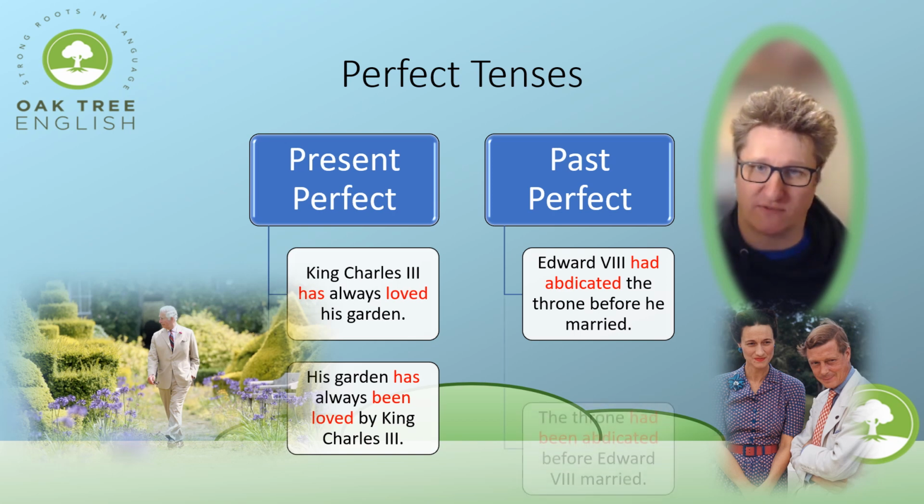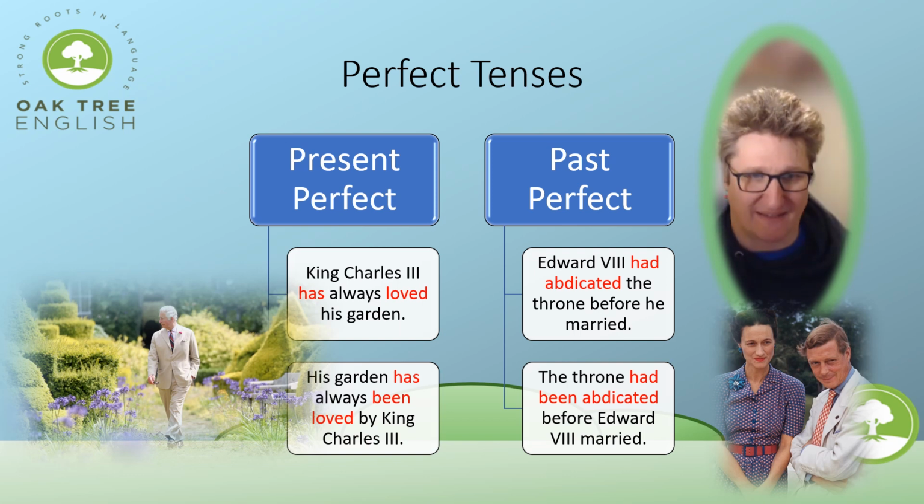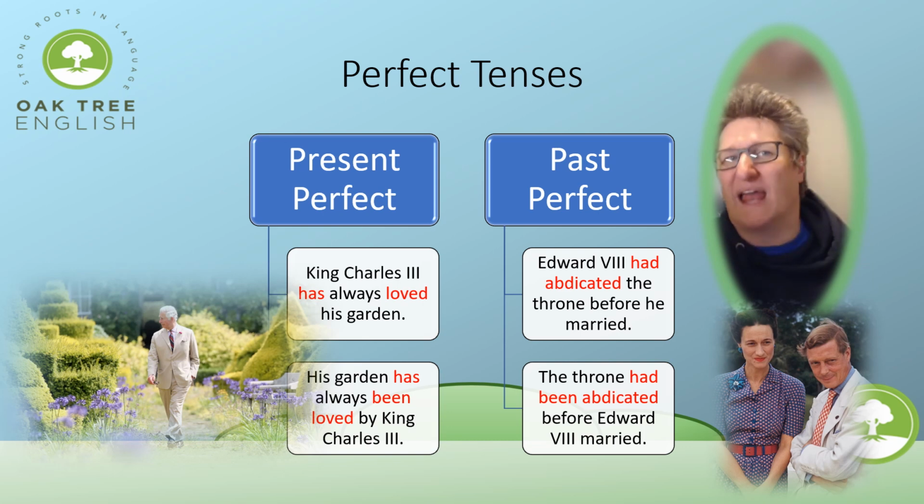Let's put that in the passive voice. The throne had been abdicated before Edward VIII married. Okay, I hope this has shed a little bit of light. If you wanted to do future perfect, it would be something like John will have passed an exam; will have been passed by John. Is that sort of formulation. But we're not going to go into that now.